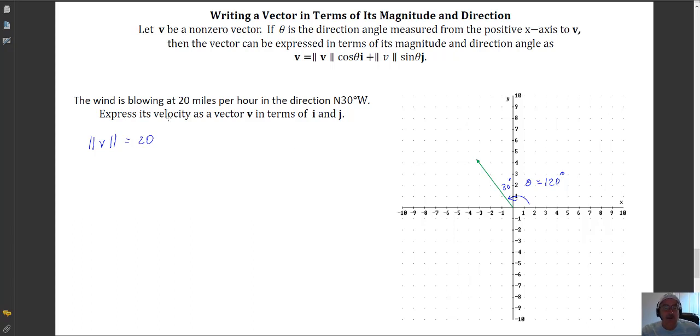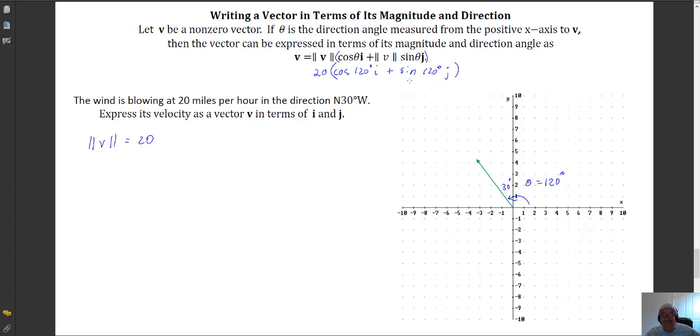So if we're going to write this vector, we're going to say the magnitude is 20. So we've got 20 here times the cosine of 120 degrees i plus the sine of 120 degrees j. And I think I should have some parentheses around these guys right here.